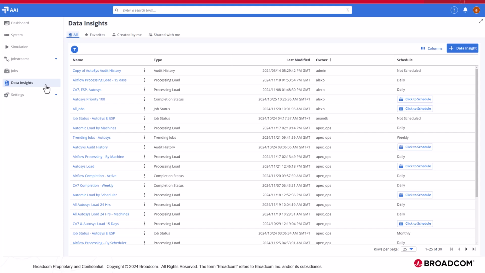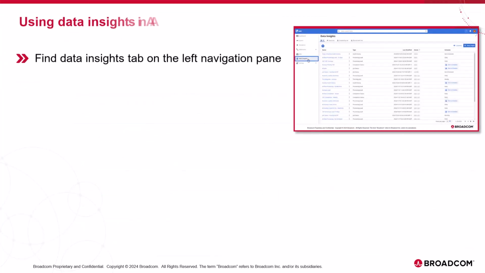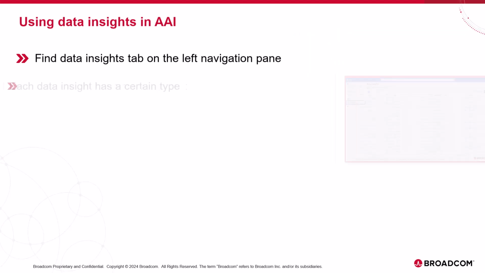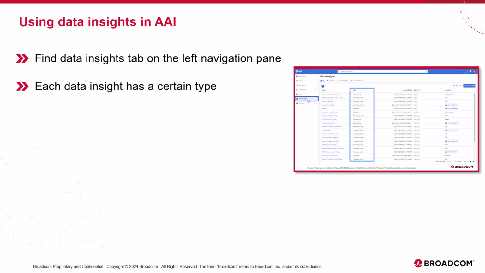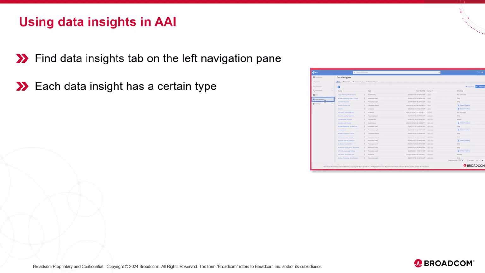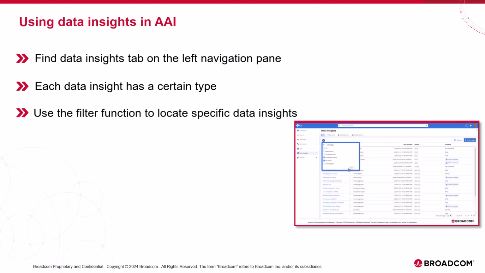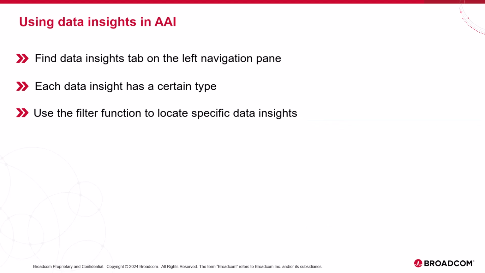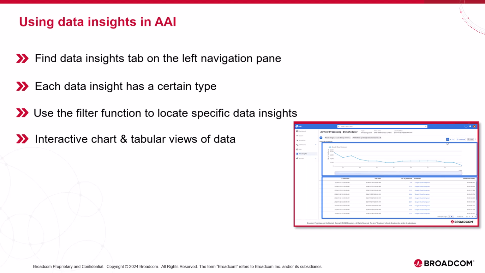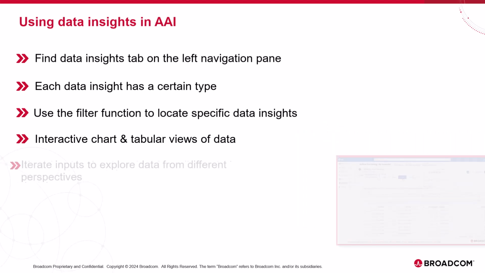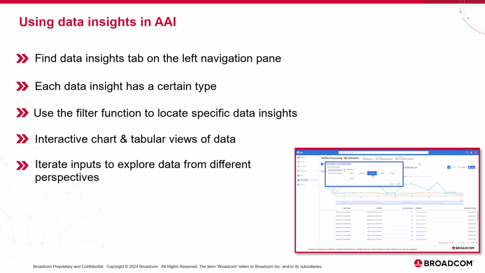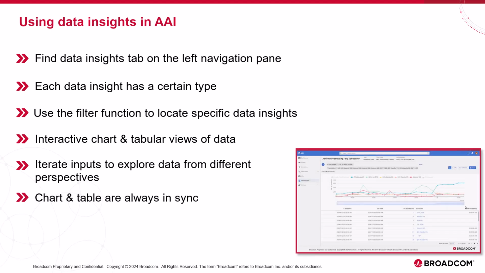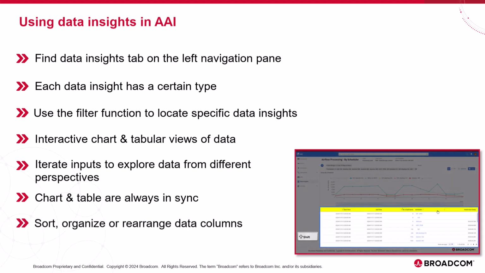Let's review what we've learned so far. You find your data insights by clicking on the Data Insights tab on the left navigation pane. Each data insight has a certain type, defined by the template it is built on. You can locate specific data insight types using the filter function. Each data insight provides interactive chart and tabular views of data. You can change inputs to explore the data from different perspectives. The chart and the table are always in sync when you change your inputs. You can sort, organize, or rearrange the data columns to suit your analysis.